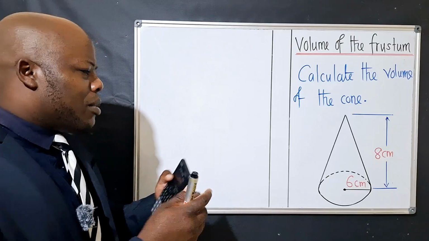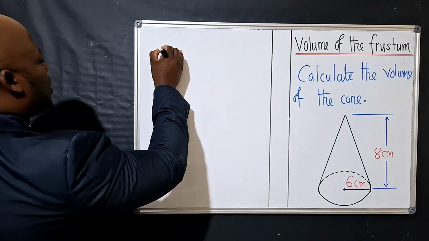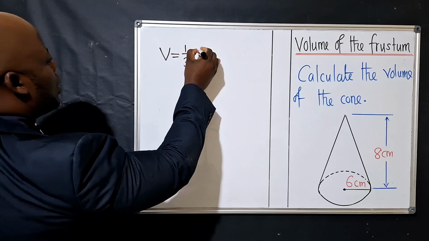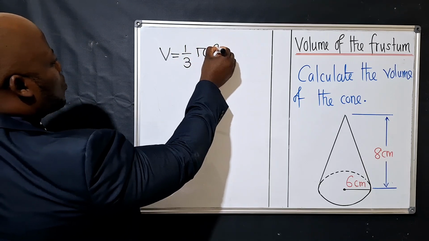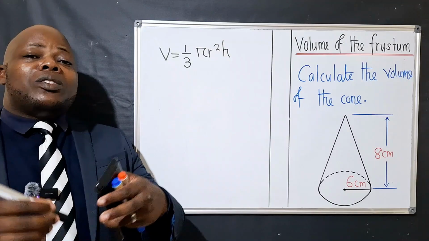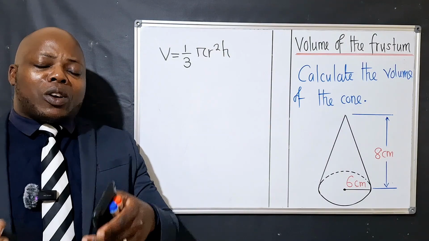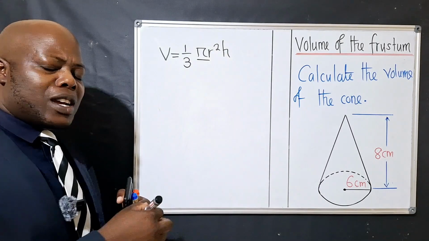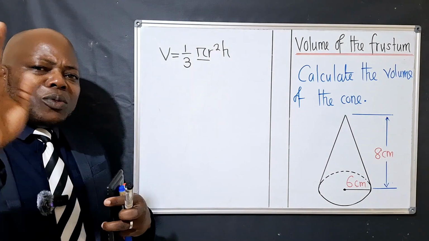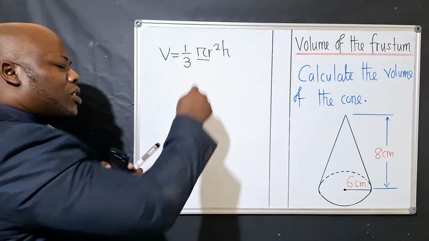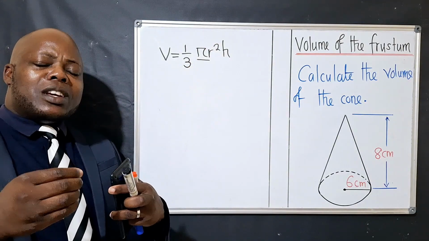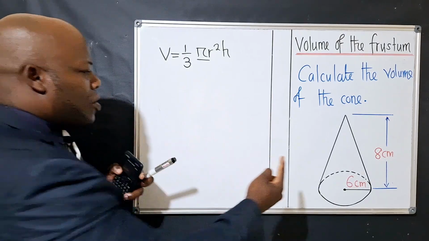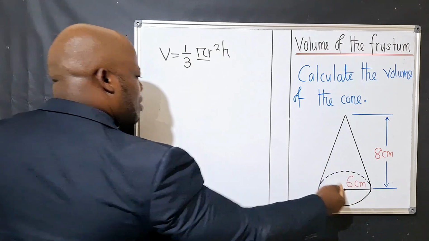So without wasting our time, to find the volume, we shall say volume is equal to 1 over 3 and then pi r squared h. So this is the formula for finding the volume of a cone. So look at this. You can see this is pi r squared. I think it's coming to your mind that you've seen this formula somewhere, pi r squared. So pi r squared is the formula for finding the area of a circle. Now remember, this cone has got a circle base here.